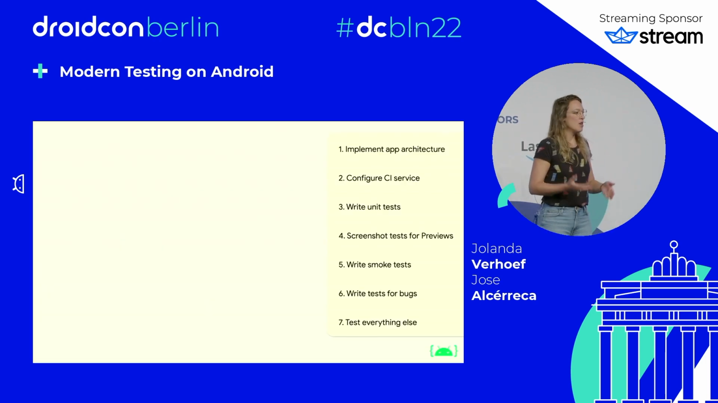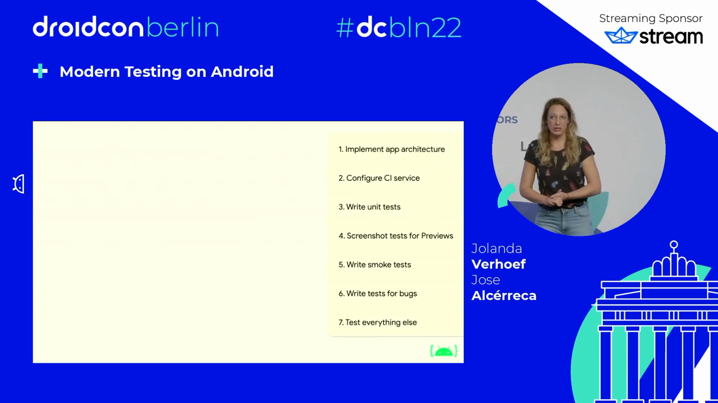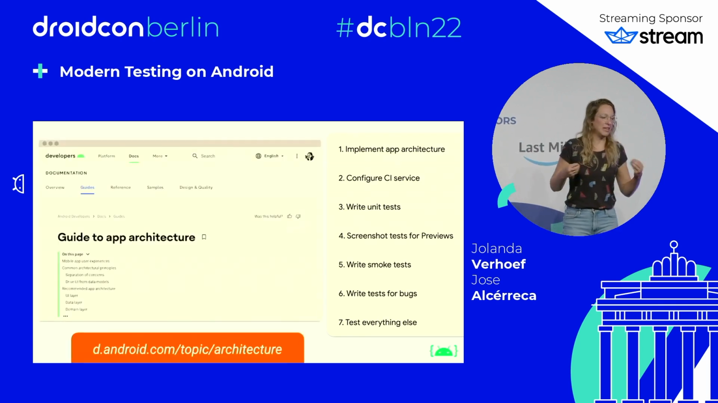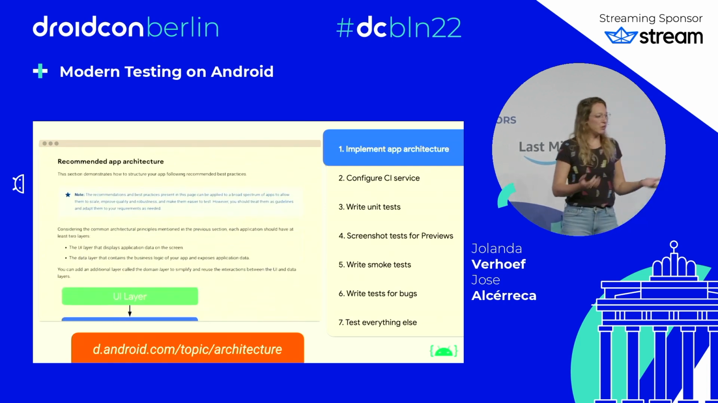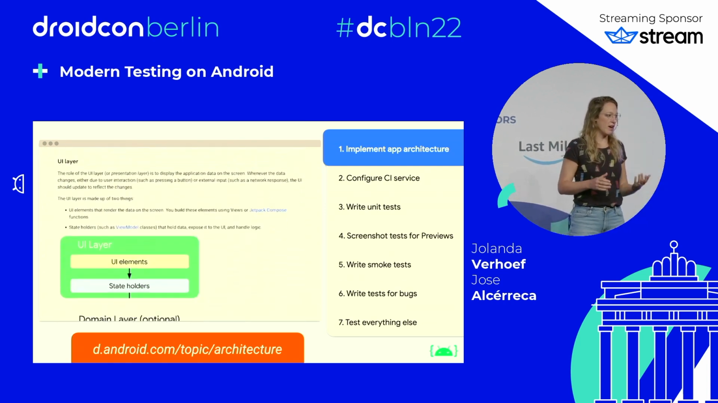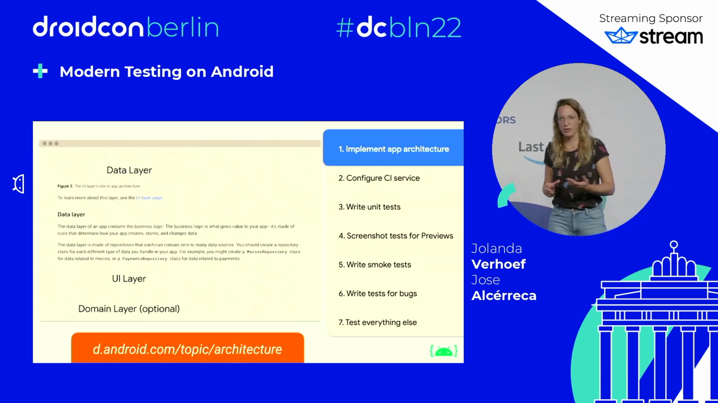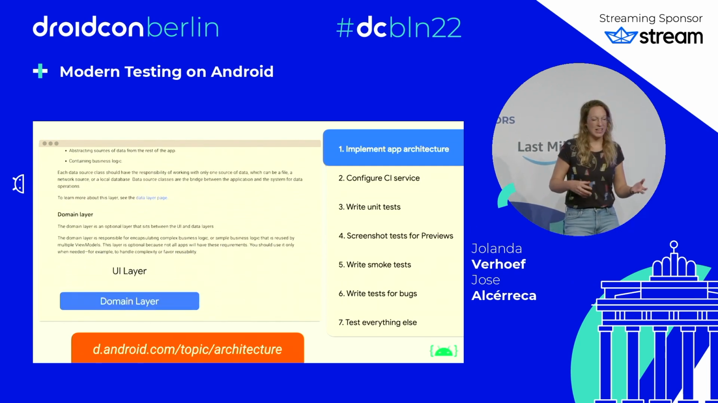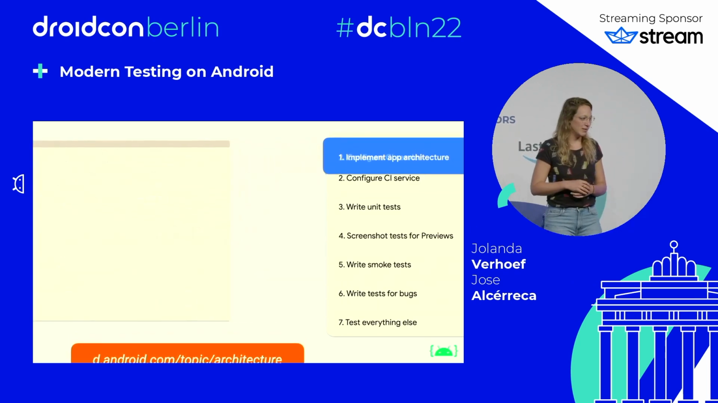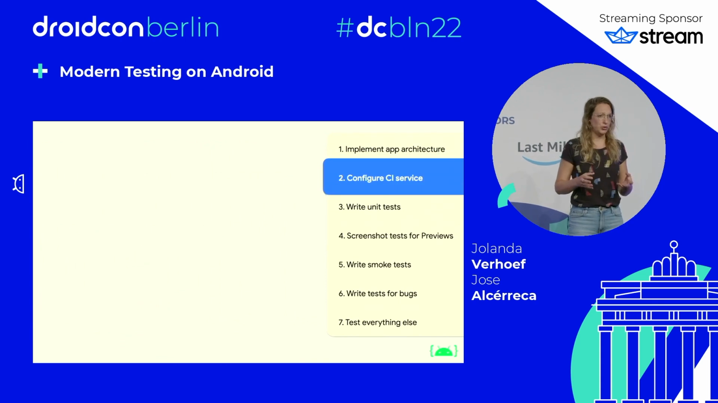We get that. But what we would suggest is, as a first step, it's not really about testing, but make sure that you actually write proper code and testable code. If you follow our new opinionated guide, architecture guidance on developer.android.com, you will automatically use code that has been designed with testability in mind. Second, you should consider configuring a CI service.